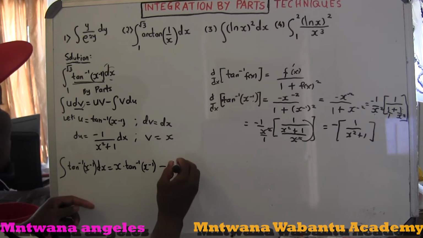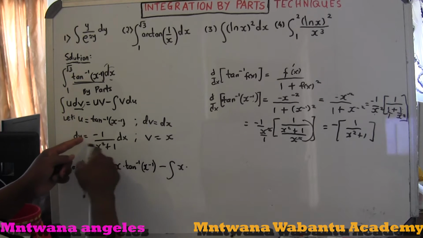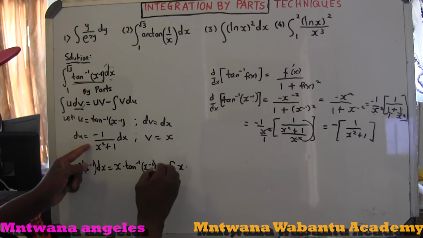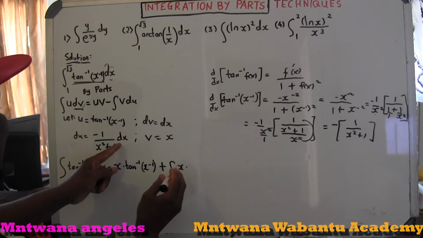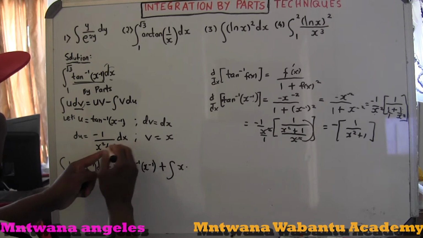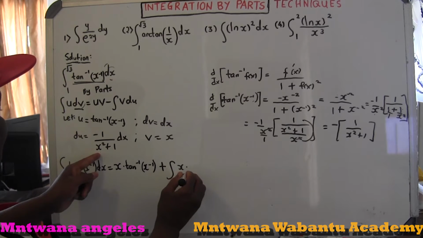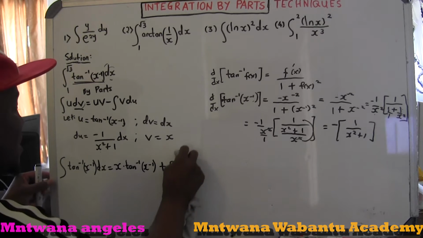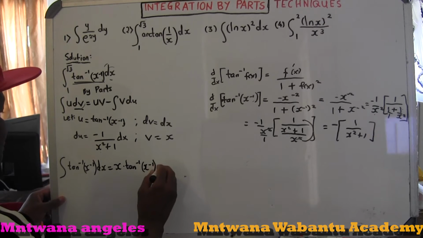integral v. What is v? v equals x, times du. What is du? du equals all of this. So the -1, I'll bring it back here, which makes, because -1 times negative is positive, I'll be left with dx over x squared plus 1, and then dx. I'll do it slowly, because some people ask, what did you do there? So it was negative here.